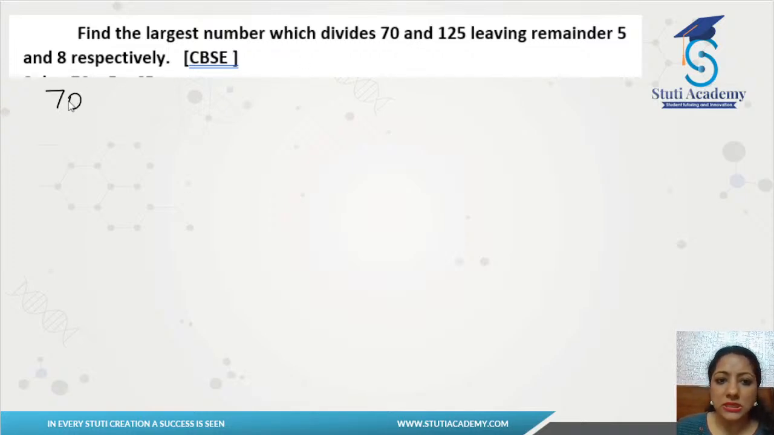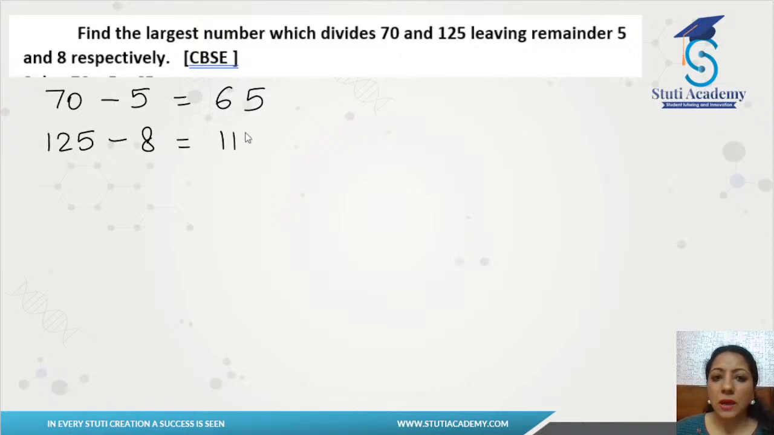So we'll take this 70 and reduce it by 5. So 70 minus 5 is 65. Then we take 125 minus 8. This becomes 117. So actually, I have made 70 and 125 exactly divisible by the largest number which I am looking for. That is why I have deducted the remainder from it. I have deducted 5, because it's leaving remainder 5 in this case. So I have deducted 5 from 70.